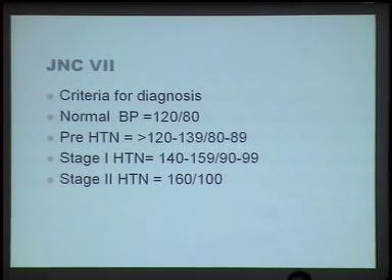Now, hypertension. Normal blood pressure is 120/80. This is JNC 7. Pre-hypertension is above 120 to 139 systolic, and 80 to 89 diastolic. Stage 1 hypertension is 140/90. Stage 2 is 160/100. So again, these days, normal blood pressure is 120/80 or lower.